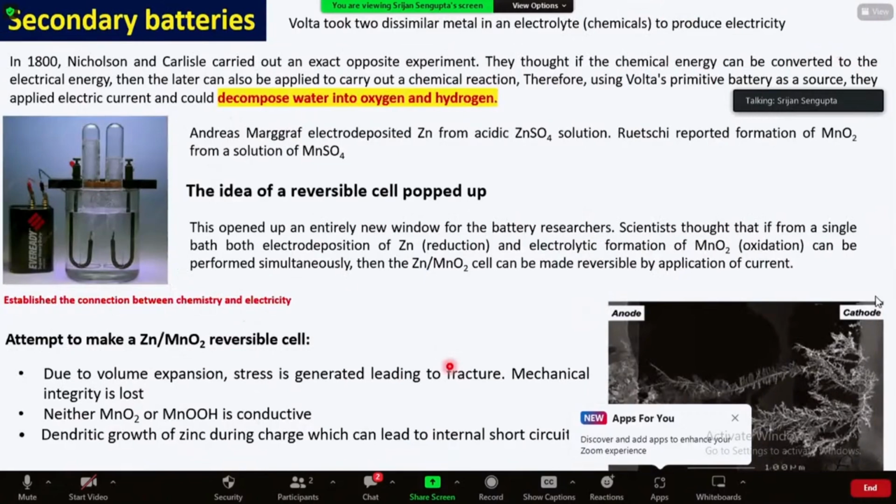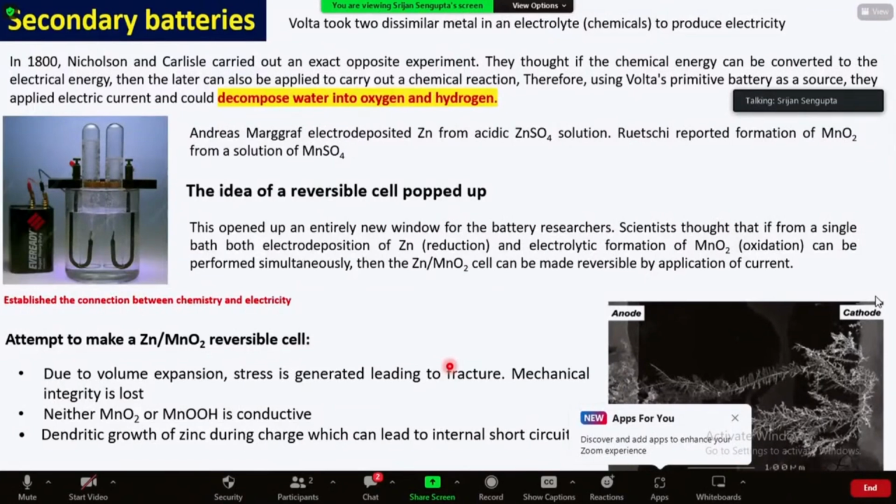Now, how to convert these batteries into secondary batteries? Because all these batteries, what I've told, are one-way traffic. I mean, we can only convert the chemical energy to the electrical energy. But if you have excess electrical energy, how to convert it back to chemical energy? People did not come up with that till Nicholson and Carlisle came up with an experiment. So what did they do? Volta actually used dissimilar metals, converting chemical energy to produce electricity.